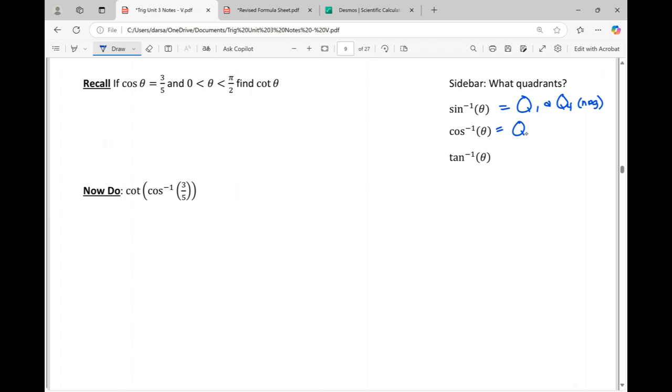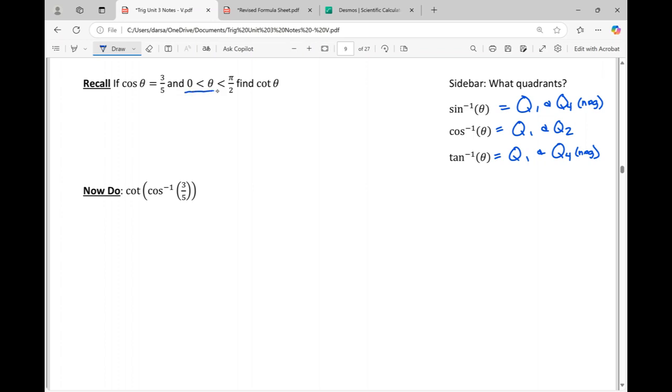Cosine inverse, we're allowed to look in quadrant 1 and quadrant 2. And tangent inverse, we're allowed to look in quadrant 1 and quadrant 4. The answers are going to be negative coming out of quadrant 4. All right, let's look at an old question.